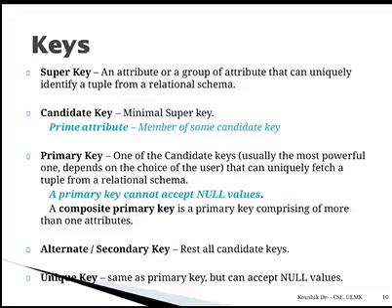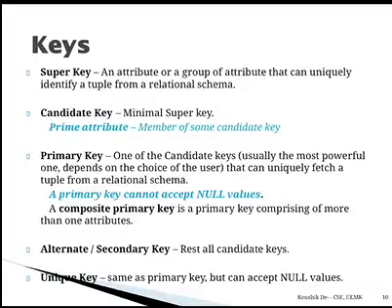The candidate key of a relation is a minimal super key for that relation, that is, a set of attributes such that the relation does not have two distinct tuples with the same values for these attributes. So there is no proper subset of these attributes for which this holds.